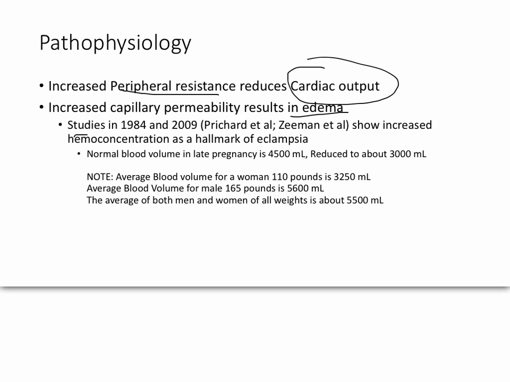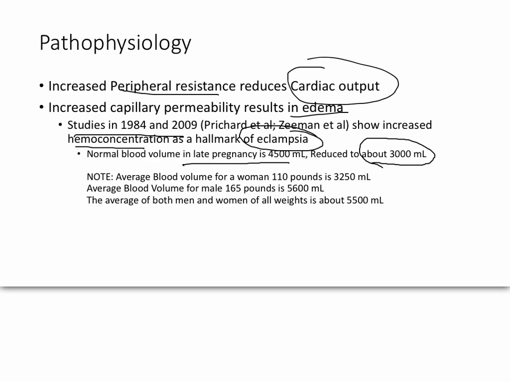Studies in 1984 and 2009 showed that the increased hemoconcentration is a hallmark of eclampsia. Basically what that means, normal blood volume in late pregnancy is about 4,500 milliliters. If that volume is reduced to about 3,000 milliliters, you're going to have an increased concentration of all of those factors that didn't leak across the capillary. And that increased concentration is a hallmark of eclampsia.